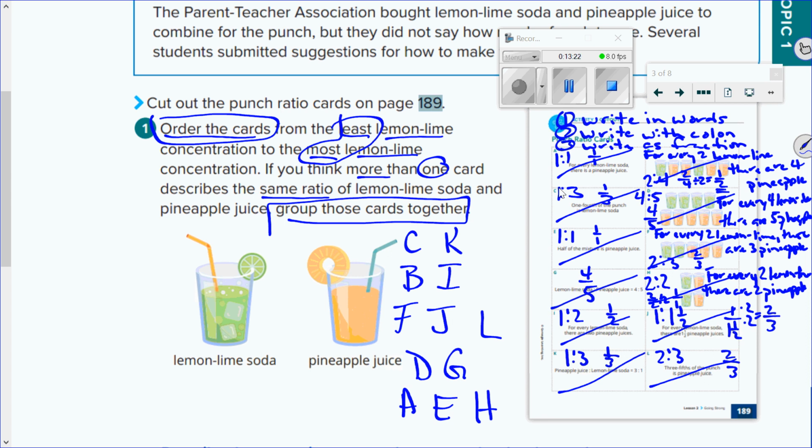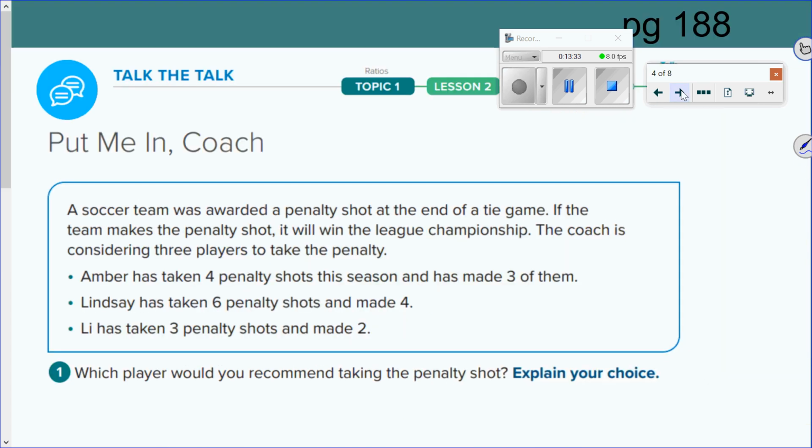Okay, let's do a quick thumb meter. How are we looking, guys? Okay, a lot of mids, which is kind of what I expected. So we're going to do an extra activity today. Okay, before we do our extra activity, let's look at this one.